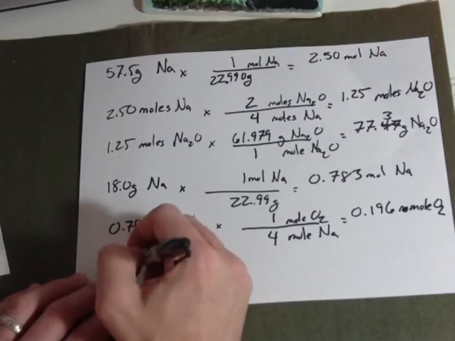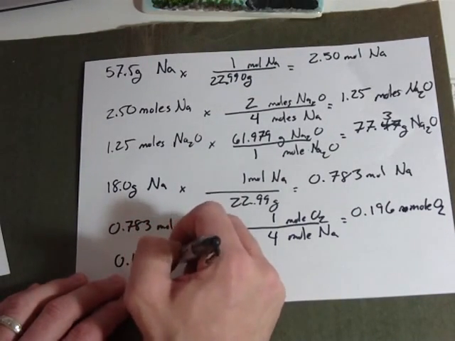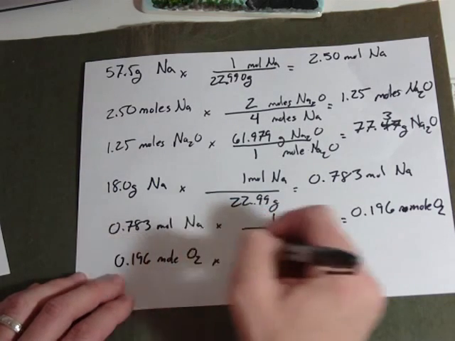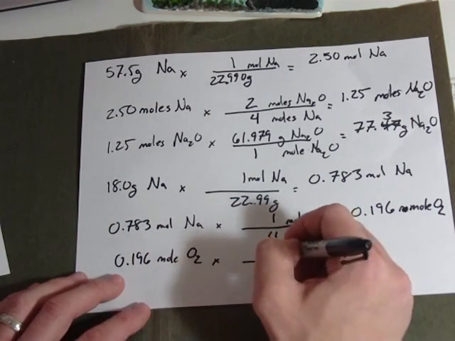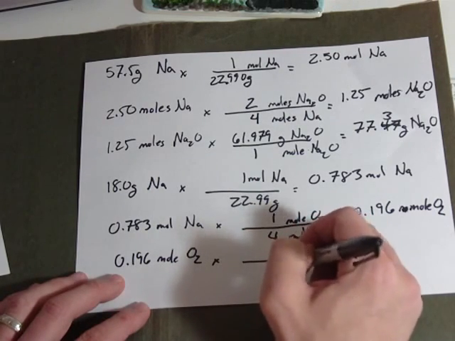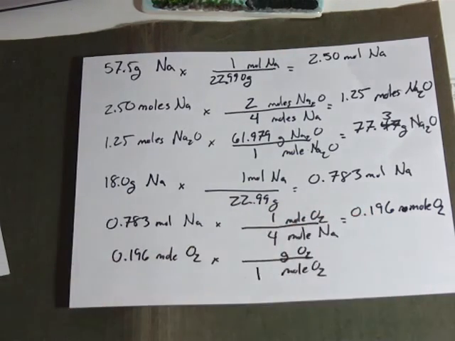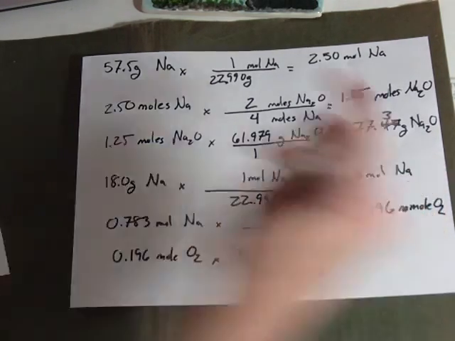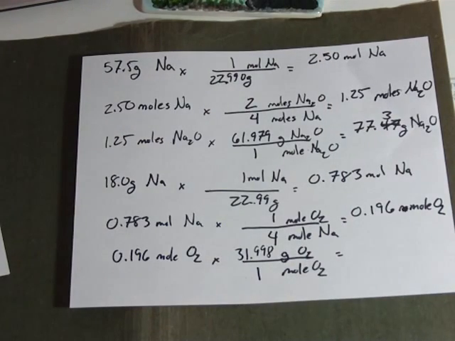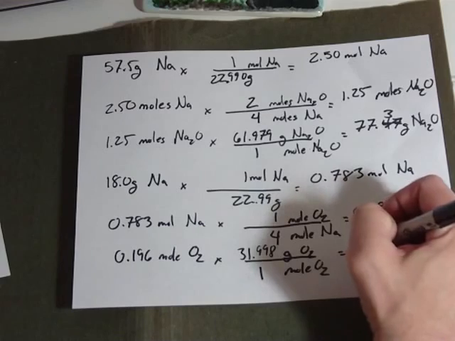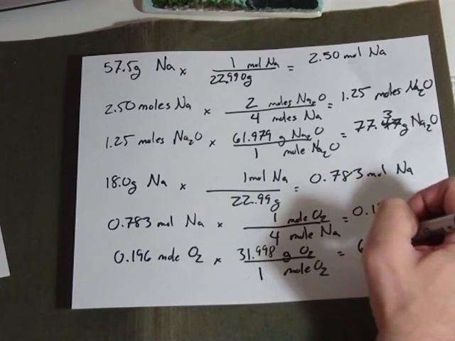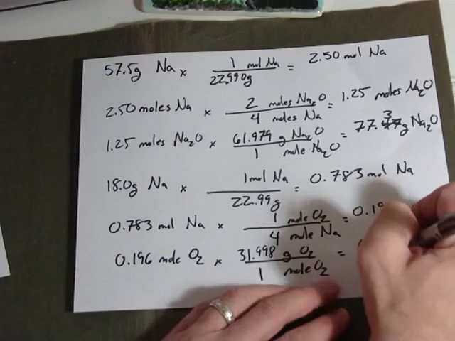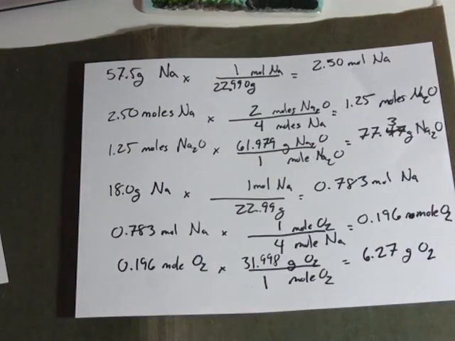And so if we have 0.196 moles of oxygen, we need to figure out grams of oxygen. In 1 mole of oxygen gas, it would have a mass of 31.998 grams. And we get a value of 6.27 grams of oxygen gas.